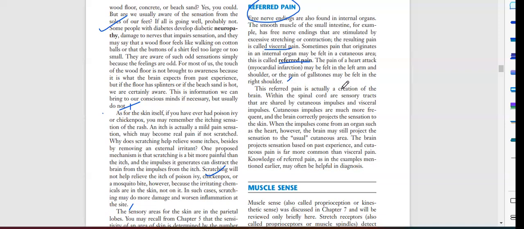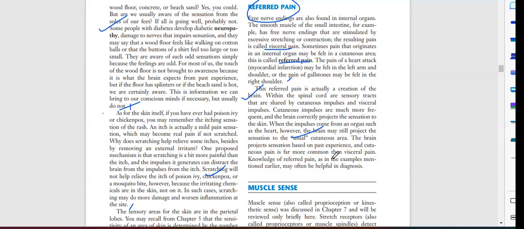The referred pain is actually a creation of the brain. Within the spinal cord are sensory tracts that are shared by the cutaneous impulse and visceral impulse. Cutaneous impulses are much more frequent and the brain correctly projects the sensation to the skin. When the impulse comes from an organ such as the heart, however, the brain may still project the sensation to the usual cutaneous area. The brain projects sensation based on past experience, and cutaneous pain is far more common than visceral pain. Knowledge of referred pain, as in the examples mentioned earlier, may often be helpful in diagnosis.